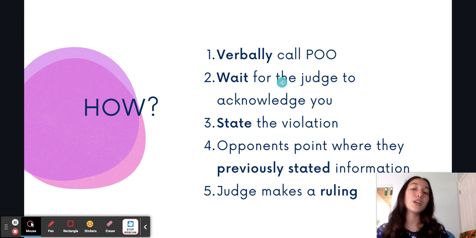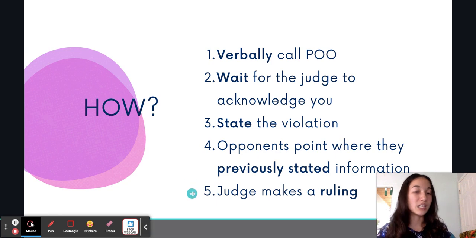Now, whenever you want to call a POO, you begin by verbally calling POO or point of order. Then you wait for the judge to acknowledge you. You state the violation, and then your opponents point out where they previously stated this information. Finally, the judge makes a ruling.